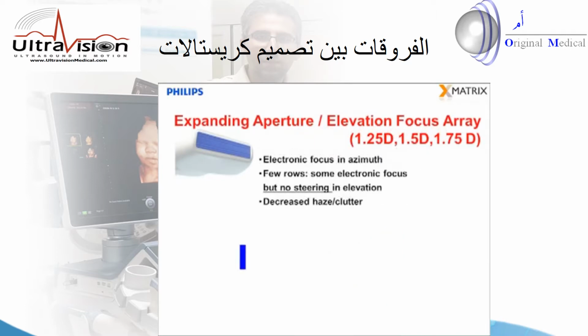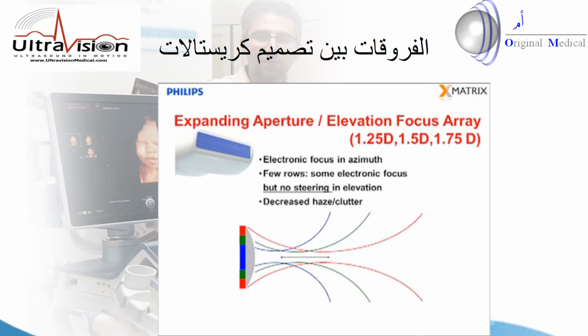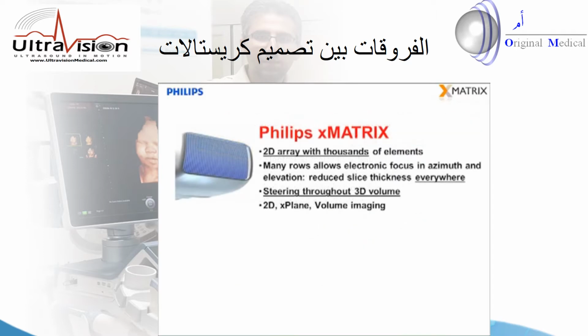Some so-called matrix transducers provide a few rows of elements in elevation, which provides multiple elevation focal zones and better depth of field. This provides some improvement in slice thickness and focal range, but the improvement is limited by the small number of rows. Also, this type of transducer can't steer in elevation, so it's still imaging only a single plane.